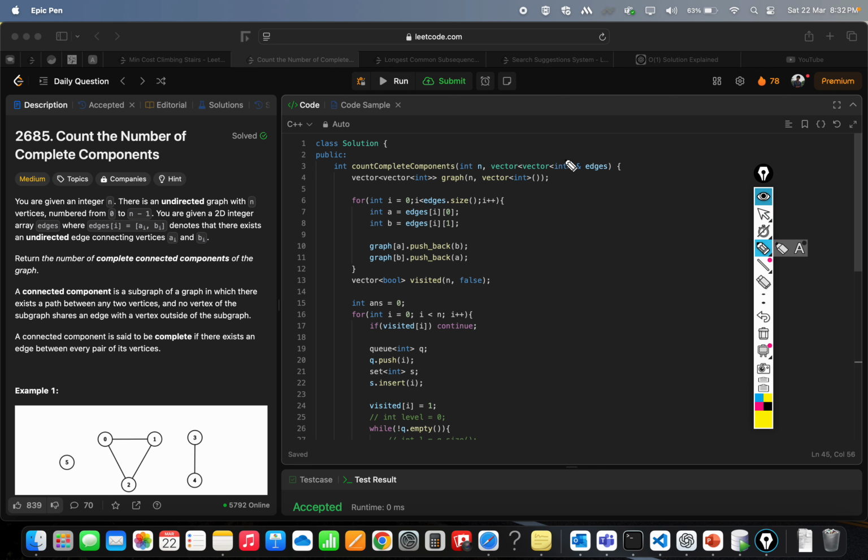So now let's start with the problem. The problem is count the number of complete components. As you can see, the problem is from graph. And how do we find the number of components in a graph, we have already seen in the previous videos, but let me explain again. We can do it using breadth first search or depth first search, but we will use breadth first search here.